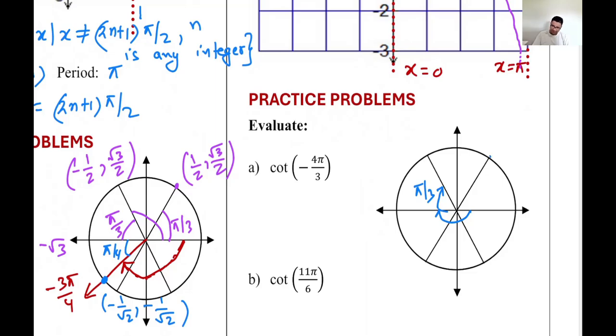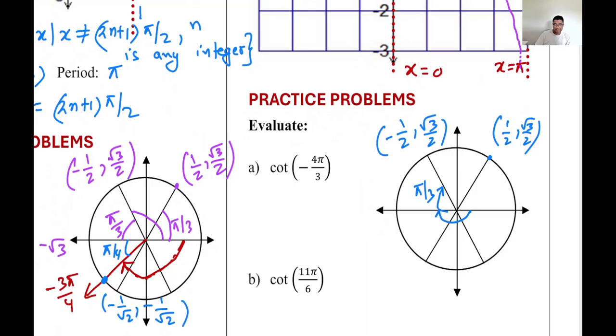And at pi over 3, in the first quadrant, the coordinates are root 3 over 2... I do the opposite always. 1 over 2, root 3 over 2. So at negative 4 pi over 3, it is negative 1 over 2, root 3 over 2.